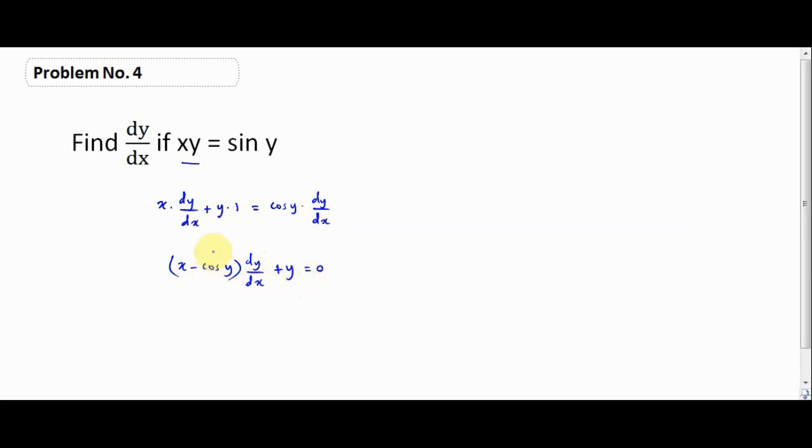Now let's rearrange this expression and find dy by dx. When we do that, we get dy by dx as minus y divided by x minus cos y. So by making use of implicit differentiation, we can find the expression for dy by dx.